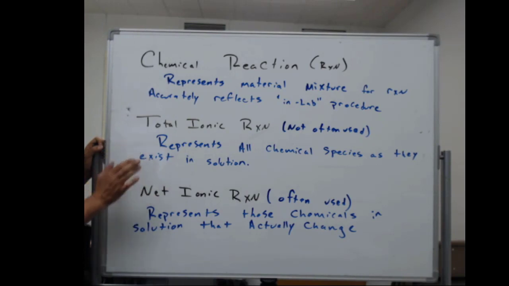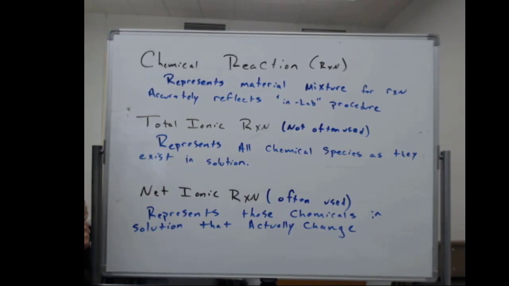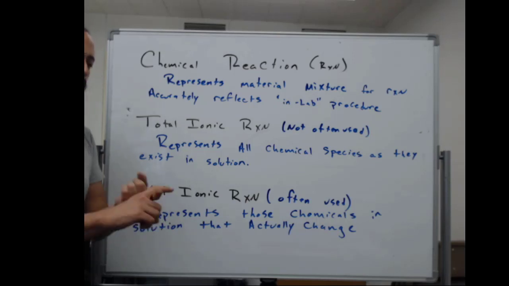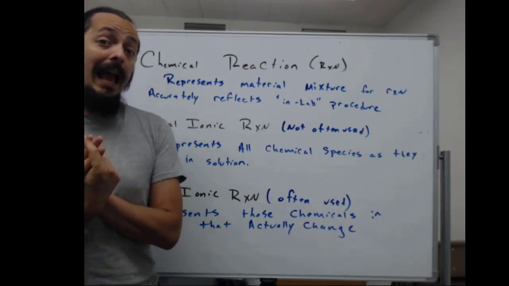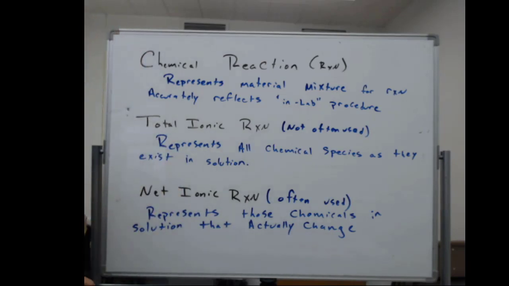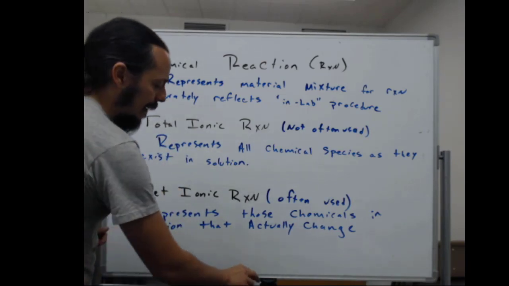The net ionic equation is really what we want to be looking at. This looks at just those chemical compounds in the reaction that are changing. Those things that are actually going through either a precipitation, acid-base, or redox reaction. And this is what we want to focus on in this video.